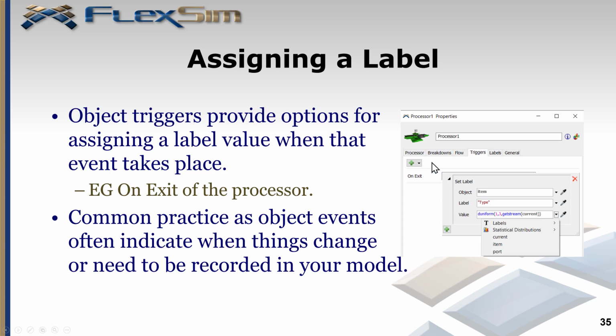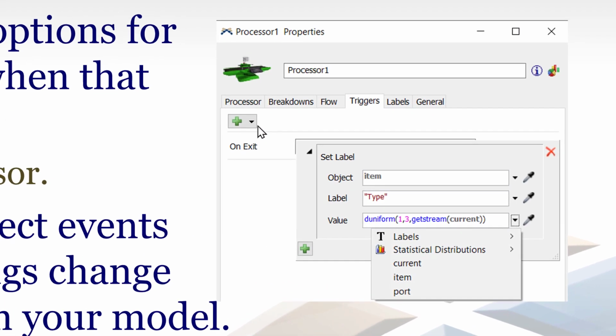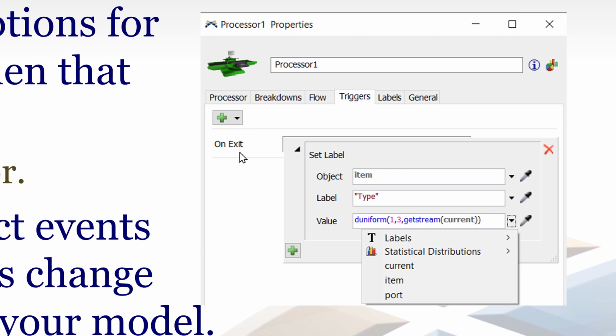Over here on this image on the right, on the triggers tab, we see that a trigger has been added, a specific trigger called on exit. This trigger fires whenever a flow item exits the processor, and the set label pick option has been chosen, and the parameters are item for the object parameter, which is the owner of the label.